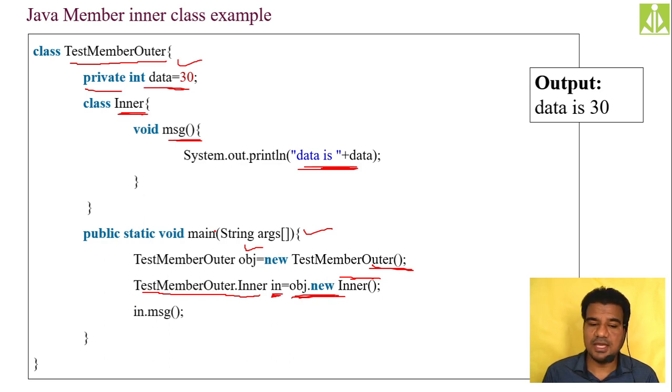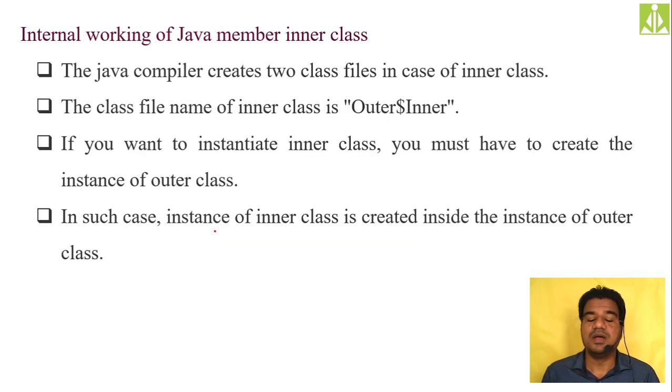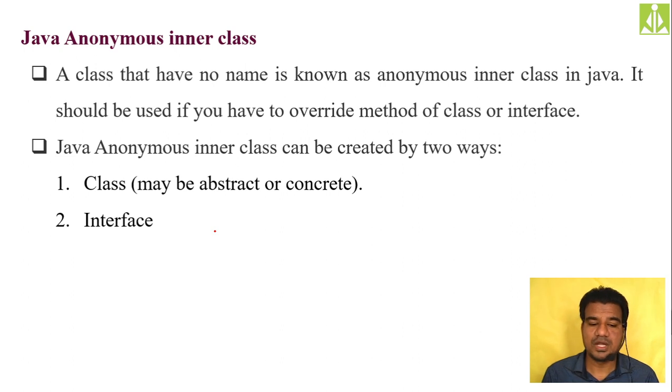The next thing is anonymous inner classes. This anonymous inner classes concept is somewhat tedious, somewhat complex, because we don't have the knowledge of method overriding, we don't have the knowledge of inheritance, and we don't have the knowledge of interfaces.